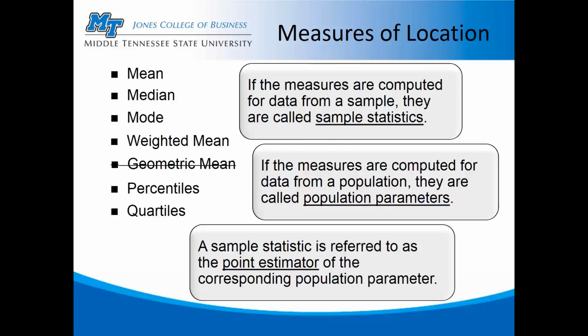The idea in statistical inference is you want to look at a small subset of a large population and be able to use these measures in order to make inferences about the larger group. The sample statistic that you calculate is called a point estimator of that population parameter that you're trying to estimate.